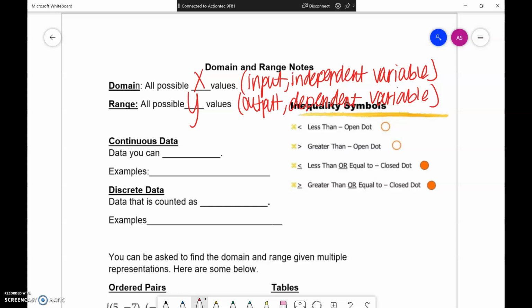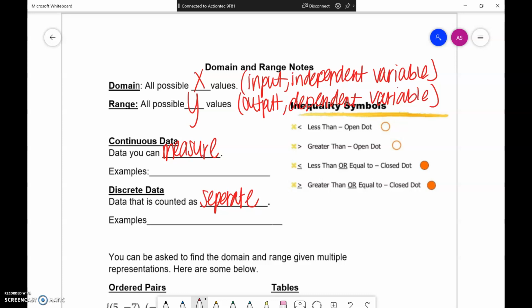So when you talk about continuous and discrete data, continuous will be data that you can measure. So we can have in-betweens here. Discrete will be data that is counted as separate. Okay, so an example, let's look at discrete data first. Okay, that's something that I cannot split.